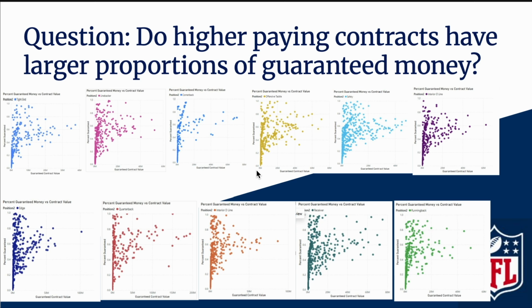It's like prove-it deals, I guess, where the team's like, we don't know if you're good or not, but if you are, sure, we'll give you some money. That's not always the case. There are some high percent guarantees for low contract values. And it looks like as the guaranteed contract value increases, the percent guaranteed tends to go towards the middle. So a good amount of guaranteed money and a good amount of non-guaranteed money in those contracts.